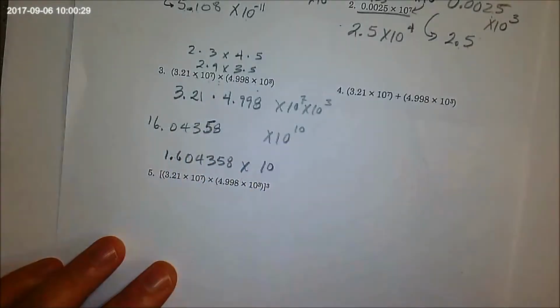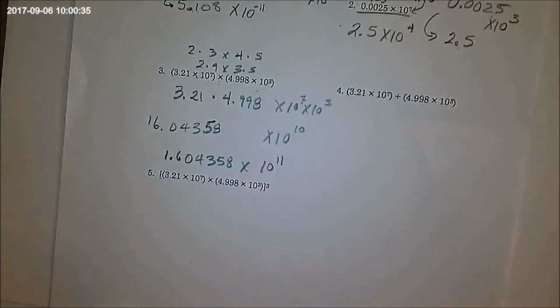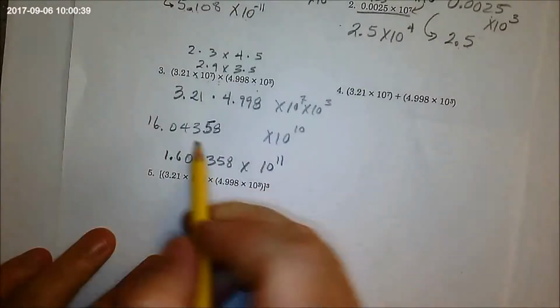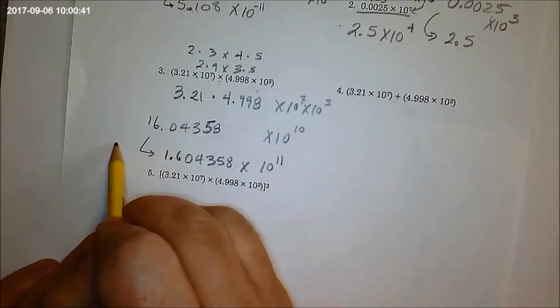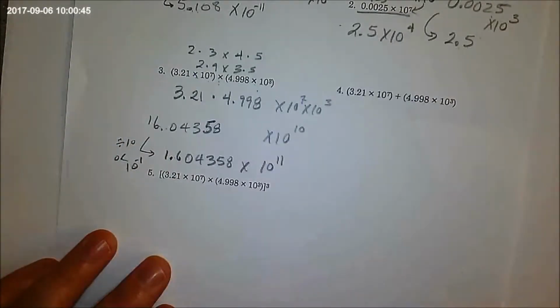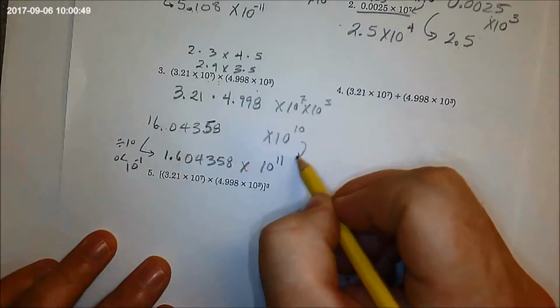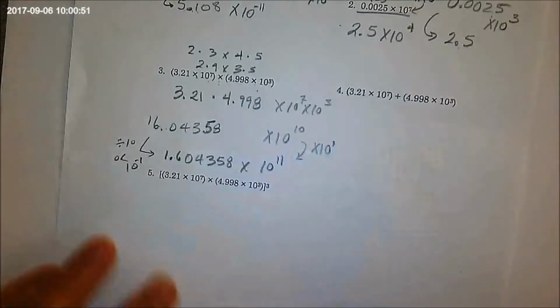To make 16 into 1, I divide, right? So to keep it equal, I have to multiply this by 10, so that's going to be, you see? Because I had to make 16 into 1, that's division by 10, or it's 10 to the negative 1 power. And so to keep this the same, I have to multiply that by 10 to the 1.